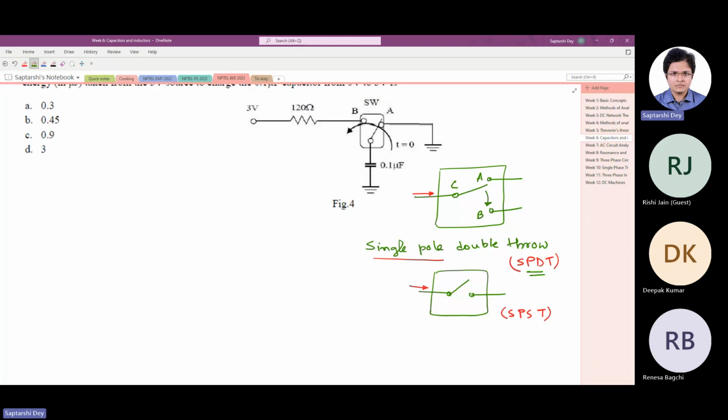Okay, we are not solving this question as of now. We are discussing about switches. We will look into the question after we are done discussing about the switches. Anyway, SPDT and SPST we saw.